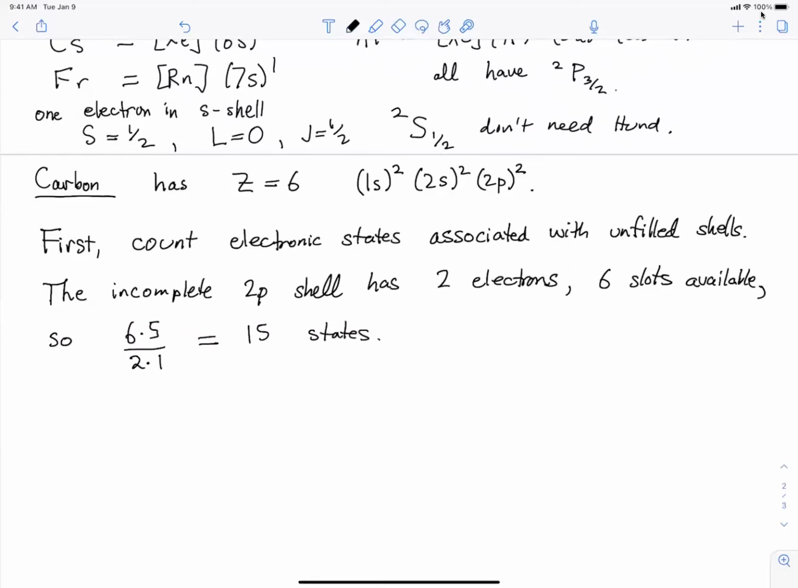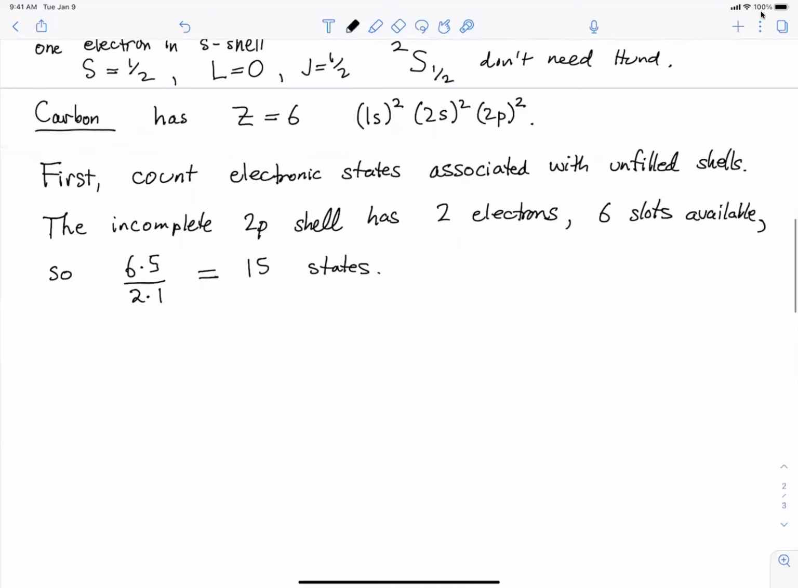So there are 15 states available, and we want to figure out what they are. When we're done, we're going to check it by making sure that they really do add up to 15. So 2 electrons is a nice case. It's particularly easy compared to some other cases we're about to do. It's easy because we can use what we already know about addition of angular momenta, and in particular, the symmetry and anti-symmetry properties of combining angular momenta.